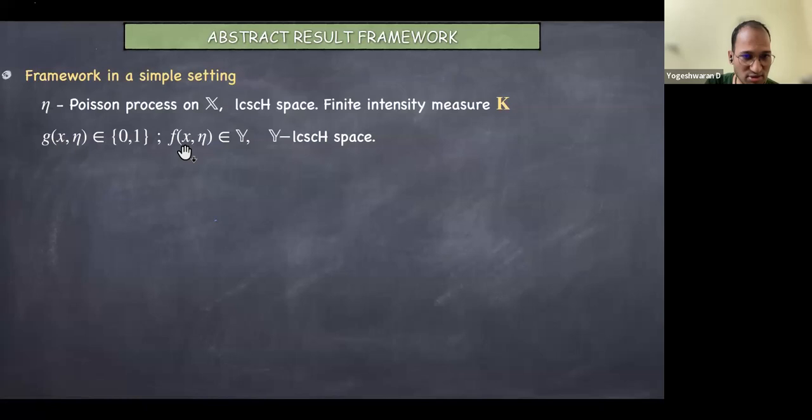Here I should have said x belongs to eta. So you have a point in the Poisson point process, the point and the point process together. For each point, you put a 0 or 1 value, accept or reject. And also some value in another space, a nice space. That's all that matters here.